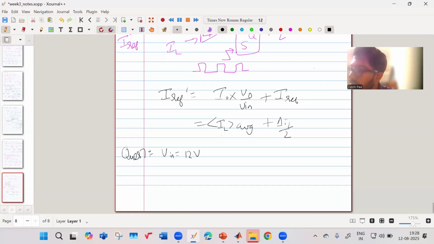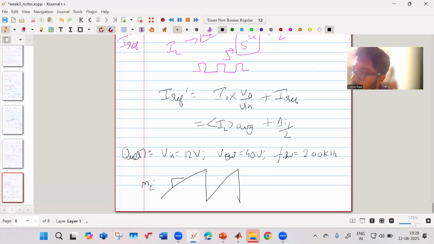Input is again 12 volt. Output is 40 volt. Switching frequency is 200 kilohertz. And this ramp rate, this slope, this is 0.1 volt per microsecond. Okay. So this is going from some 0 to some maximum value, right? And this time t will be how much? 5 microsecond. This time t will be 5 microsecond.